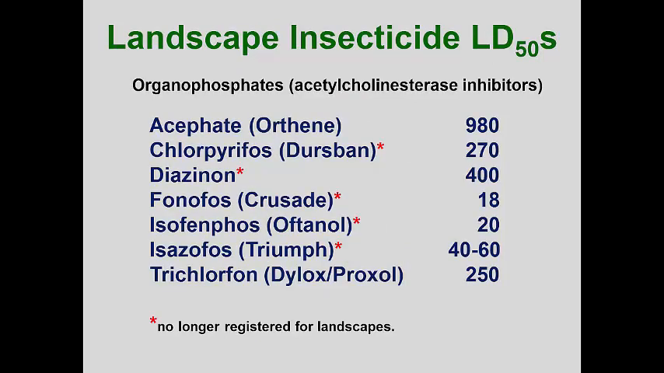I want to quickly run through a few former and current insecticides being used for landscape insect management related to their mammalian toxicities. As you can see, most of the organophosphates were either Category 1 or 2 in toxicity. Virtually all of these have been removed from urban landscape use except for acephate and trichlorfon, which is only used for white grub curative treatment.